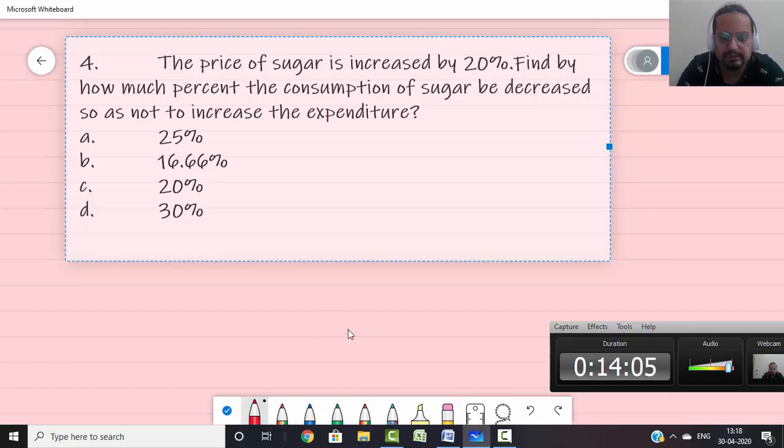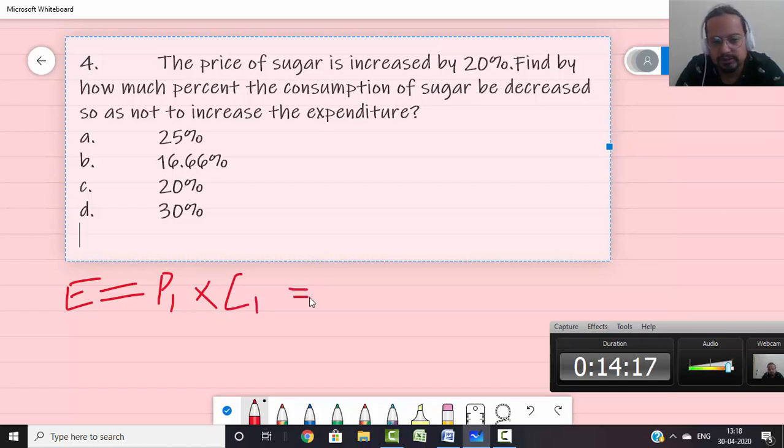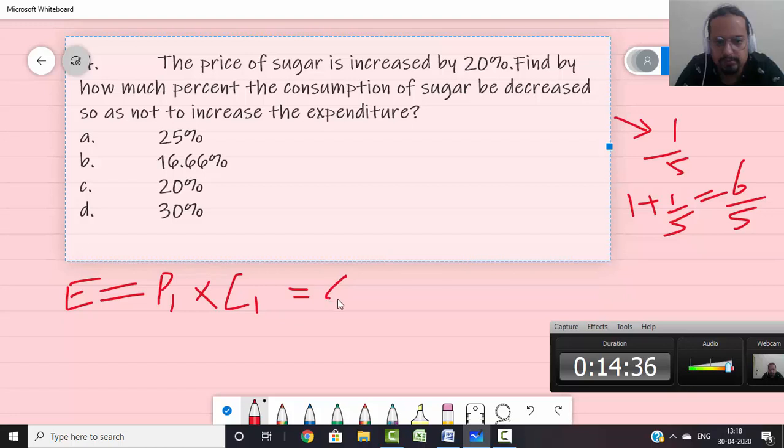So let's start with the basic formula. Expenditure is equal to price into consumption, and that is constant. So let's say it was P1 into C1. It is constant, so it is the same expenditure. Now the price increases by 20%. Now just check this out. 20% is how much as a fraction? 1 by 5. And when you do an increase in fraction, you do it how? 1 plus 1 by 5. You take 5 as the LCM, so you get 6 by 5. So the price now becomes 6 by 5 times the original price.